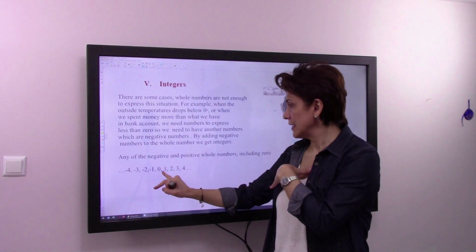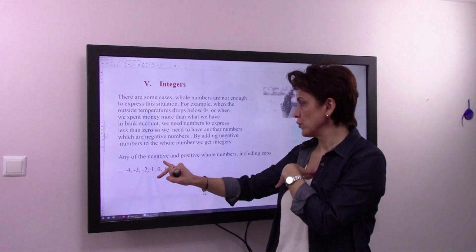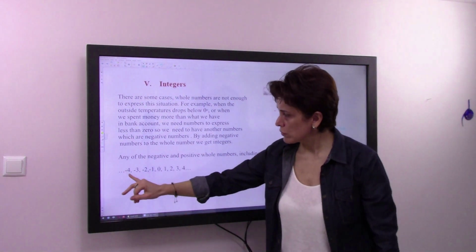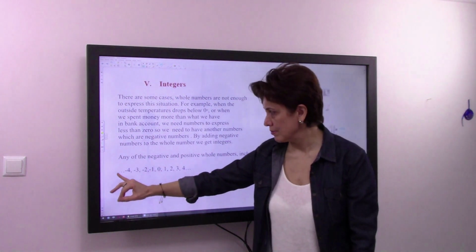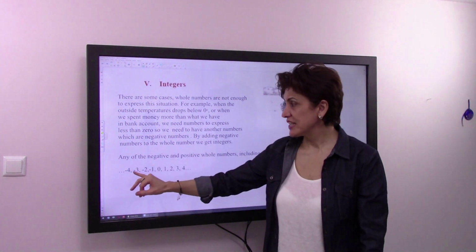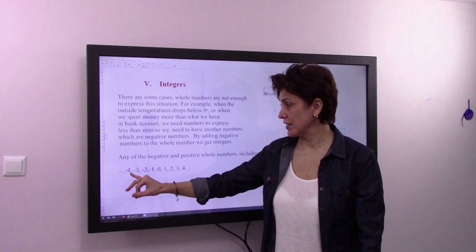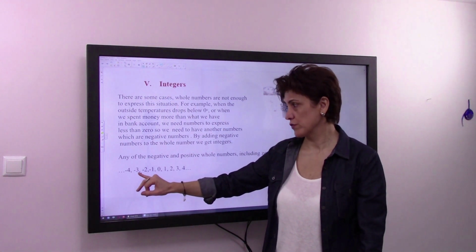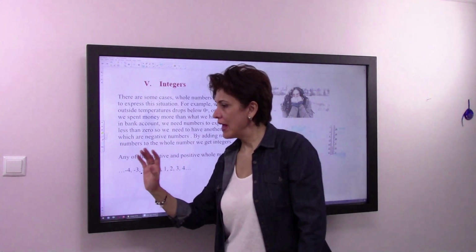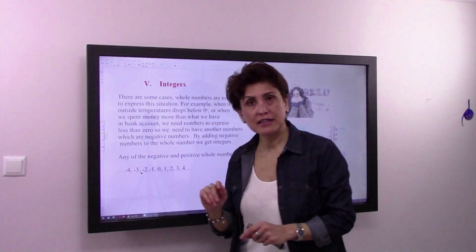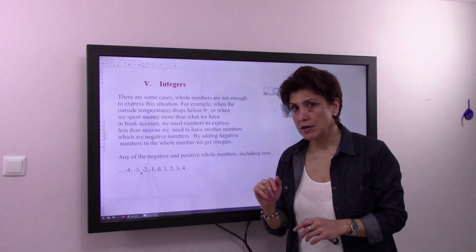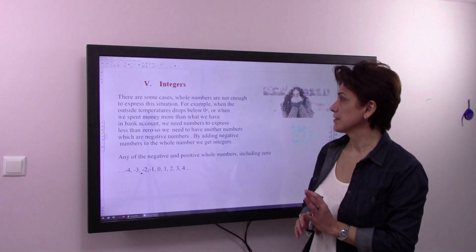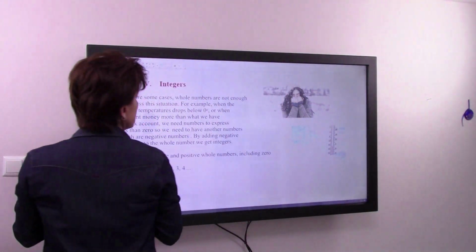What is this? When you look at this here, -4, -3, -2, 0, 1, and so on. Dear students, if you consider those numbers, what is the smallest integer here? -4. What is the next one? -2. When you go to the left, the negative integers become smaller, right? Be careful here. And then, what is next?